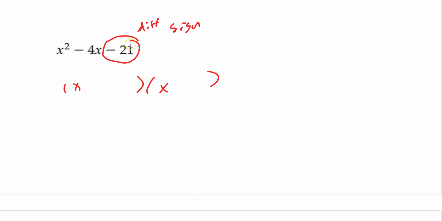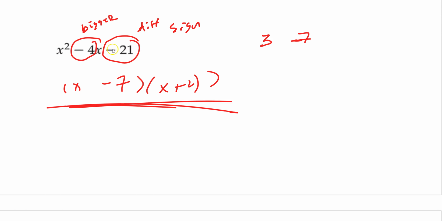So I need two things that multiply to get 21 but add to get 4. So that's 3 and 7. How do you know which one's negative? Look at the middle one. That has to be the sign of the bigger number. So in this case, I know 7 has to be negative, because negative 7 plus 3 gives me negative 4.